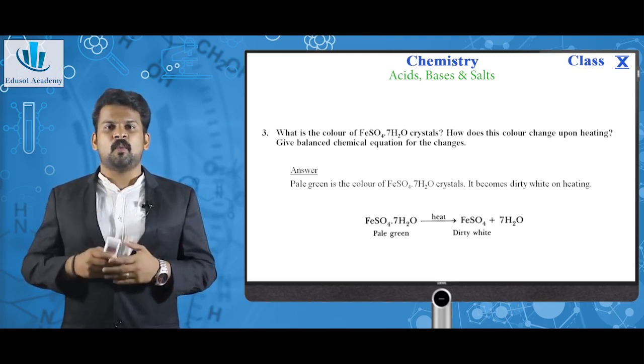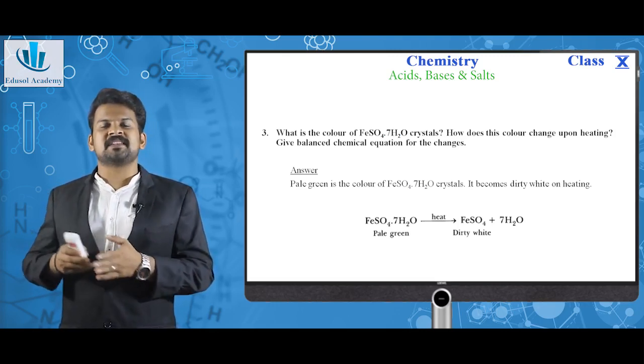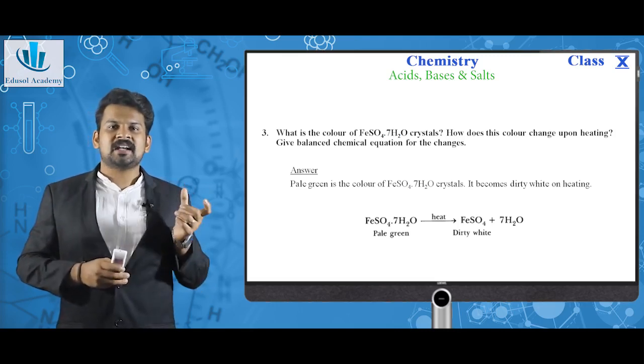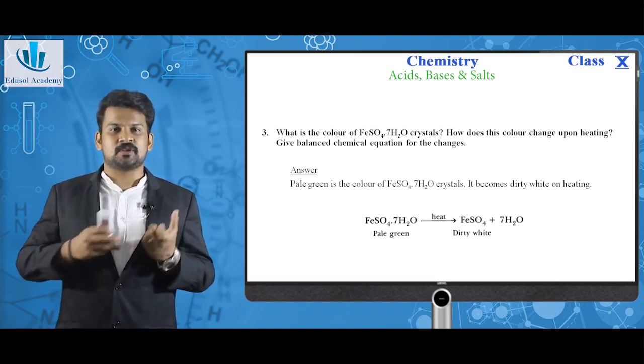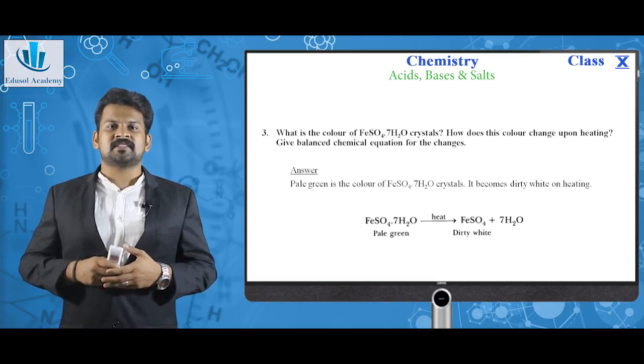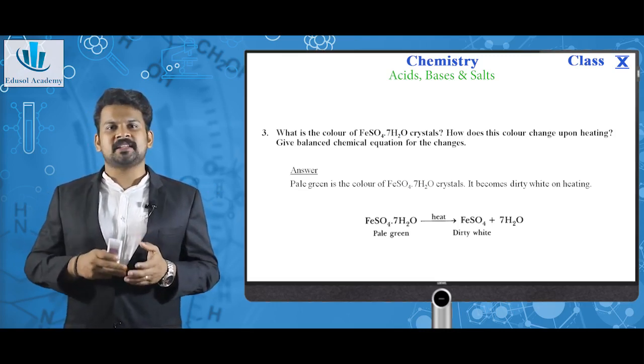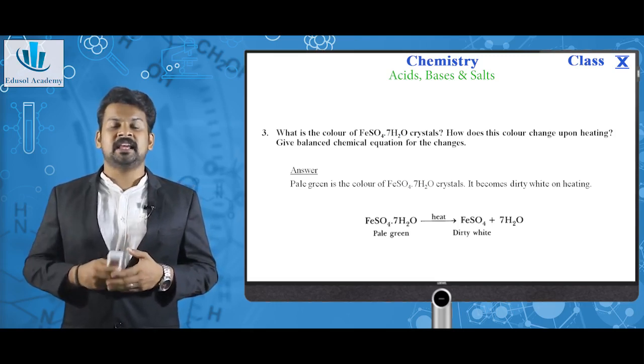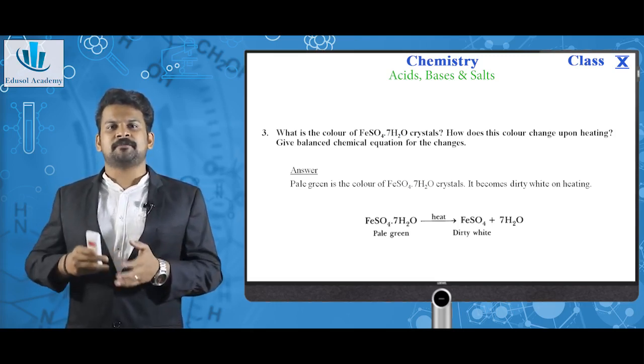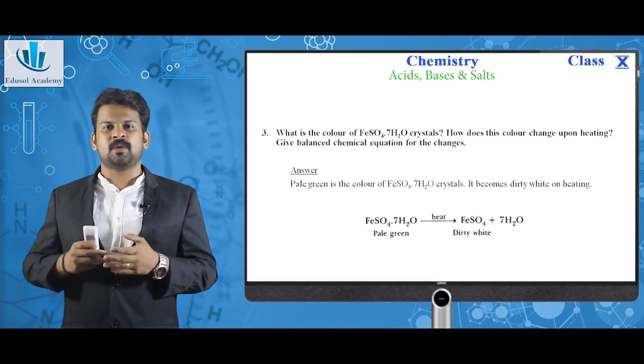FeSO4·7H2O when heated gives FeSO4 plus 7H2O, which means the water of crystallization in the ferrous sulfate crystals is gone. The green color is caused by the hydrated form, 7H2O, which is lost on heating, and pure FeSO4 has a dirty white color.